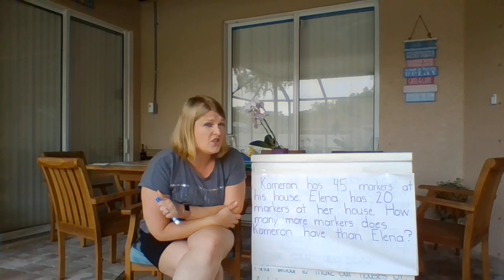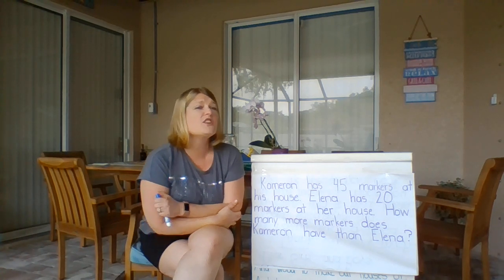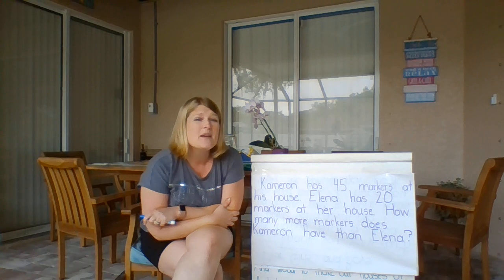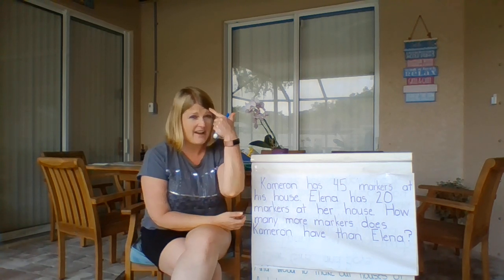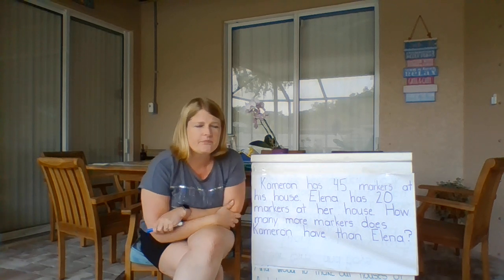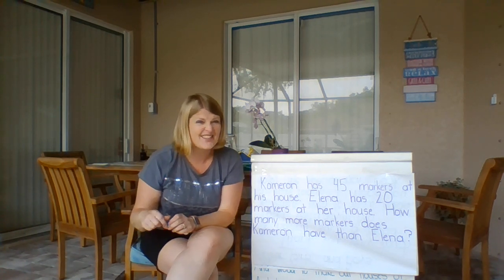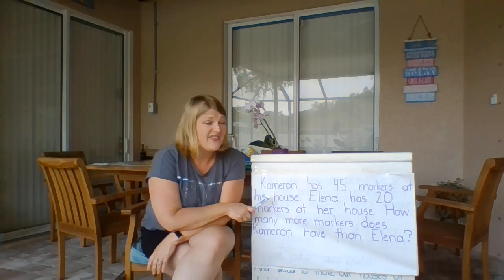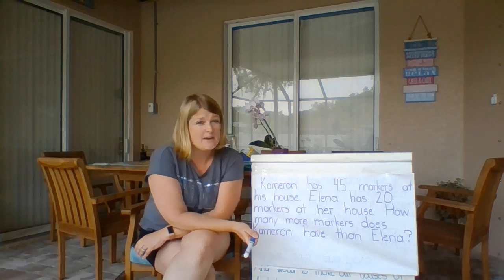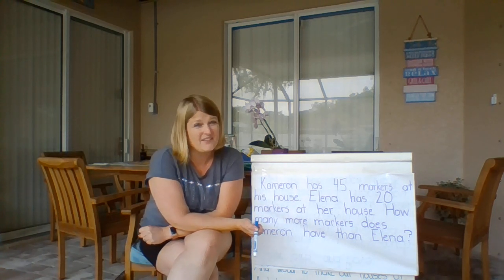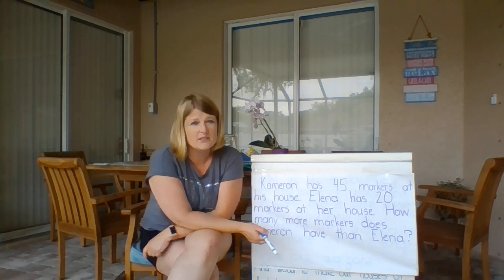So tell me, we already just said it as we were reading the problem. What are the two important pieces of information that are in this story problem that we have to know to be able to solve it? Yes, we have to know that Cameron has 45 markers and that Elena has 20 markers. Those are important pieces of information we have to know to solve this problem.